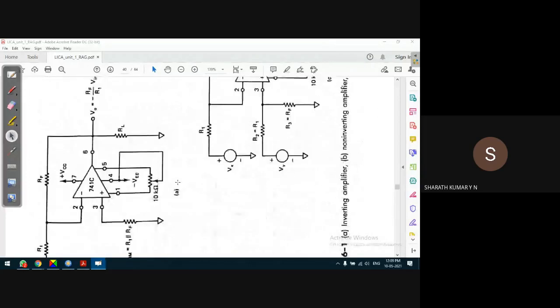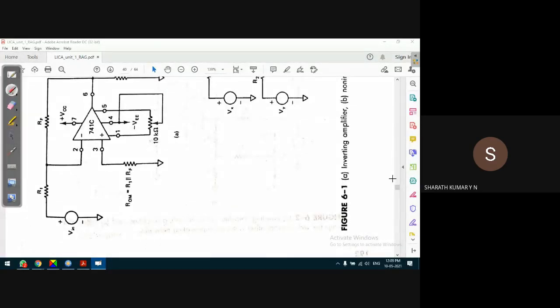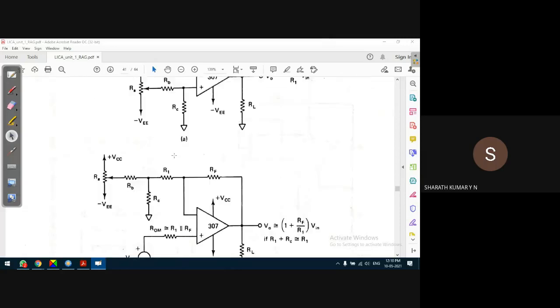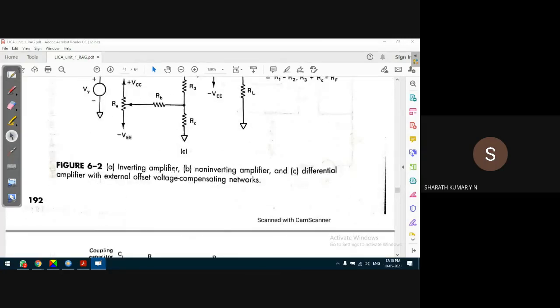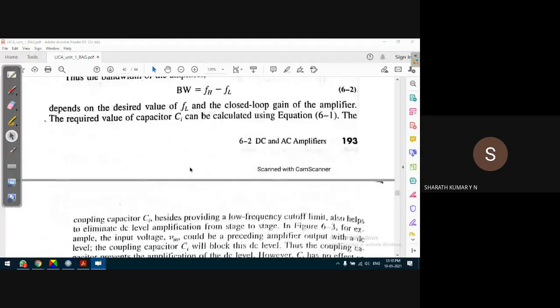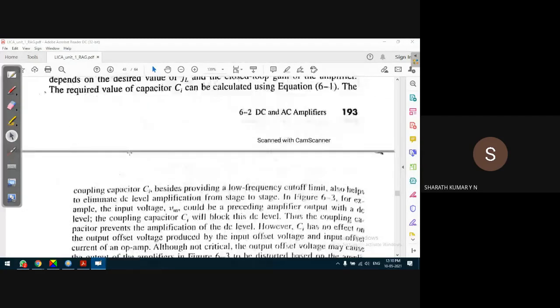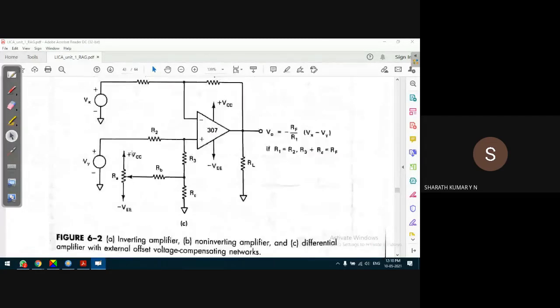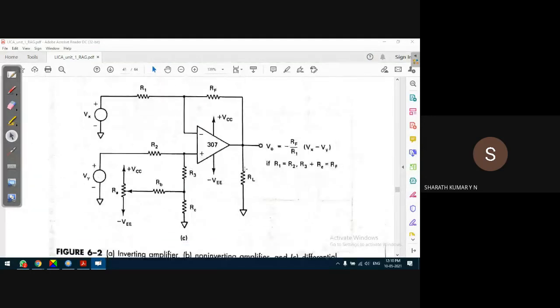6.1 is this one, guys. This is 6.1, which we discussed for the DC amplifiers, but that also works for the AC amplifiers. That's not a problem. This is 6.2. Figure 6.3 is given for bandwidth, which is for some other discussion, the next discussion. So we'll discuss 6.2 now.